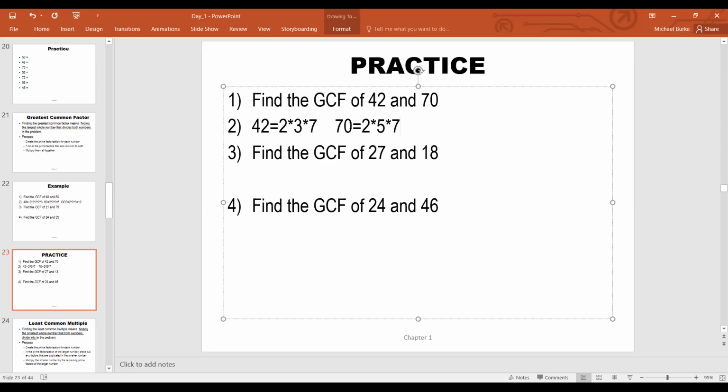So we have here 70 is 2 times 5, which is 10, times 7. All of these are prime numbers. So the greatest common factor is equal to the commonalities here, 2 and 7. So it's 14. So go ahead and do these as well.